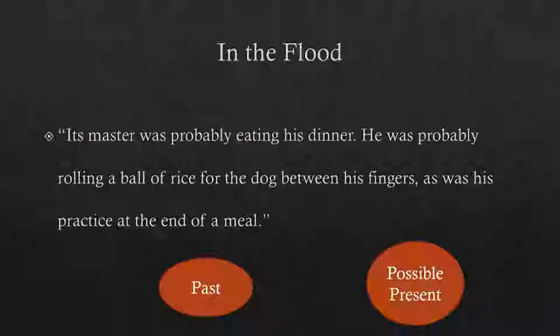Now, I would like to give you an example in terms of the order of events that I talked about just now. I asked, is the sequencing logical, linear, or are there flashbacks? Let us look at a particular example in "The Flood." This is the quotation that I am interested in. It goes like this: "Its master was probably eating his dinner."